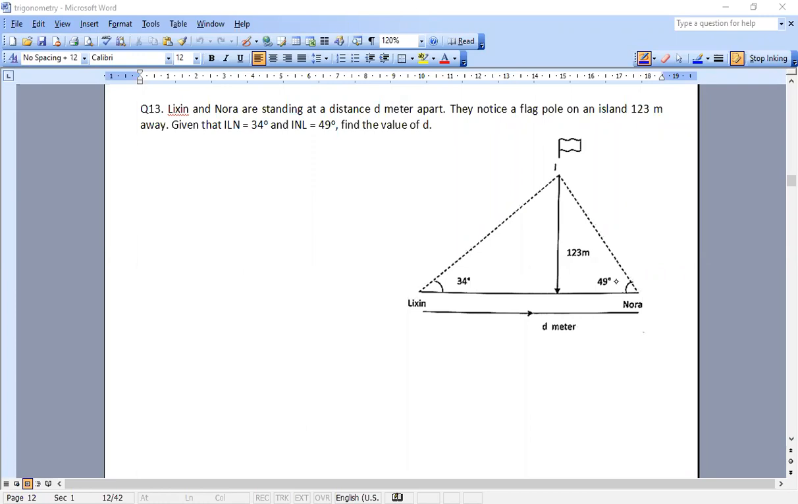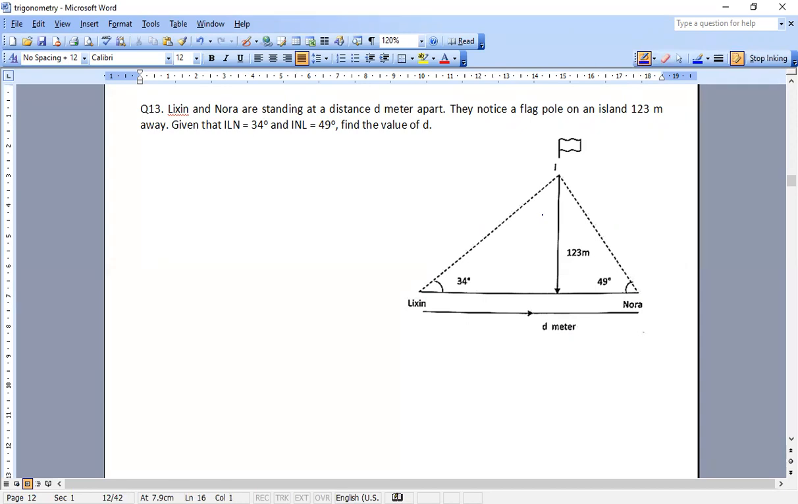Question number 13. In this question, we have to find out the value of D. The value of D is actually the distance between Dixon and Nora. This is the distance that we have to find out. And as we can see in the diagram, it has two right angle triangles.